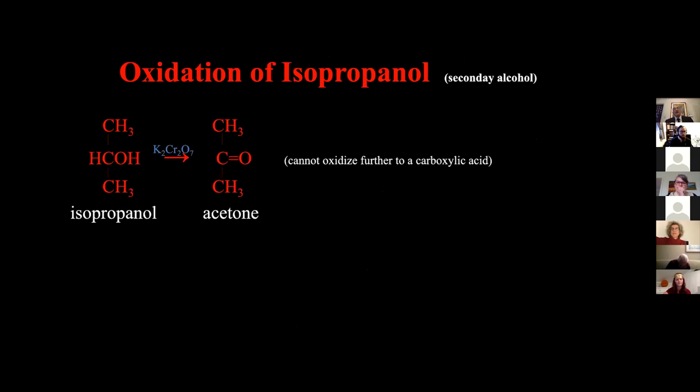So we can look at something like isopropanol, a secondary alcohol, and oxidize it with potassium dichromate again, and we get acetone, a ketone. And we can't go any further with the oxidation. We can't bring that to a carboxylic acid because we've used up all the valence sites on that carbon atom, all 4. So 1, 2, 3, 4. And you can see that this is oxidation because we go from 1 oxygen bond between the C and the O to a double bond. So we've increased the number of bonds to oxygen, even though the number of oxygens hasn't changed.